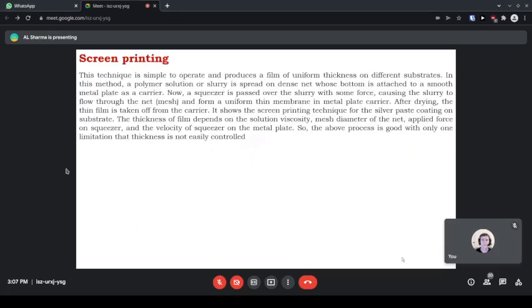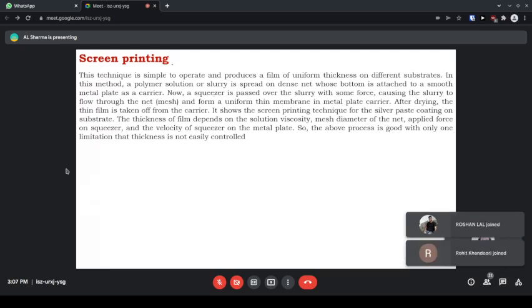Next is a technique you are not going to use right now, but you must be aware of it, as it is written that one of the other techniques here is screen printing. Screen printing is mostly used to make nameplates and other things. For that purpose, it is used.